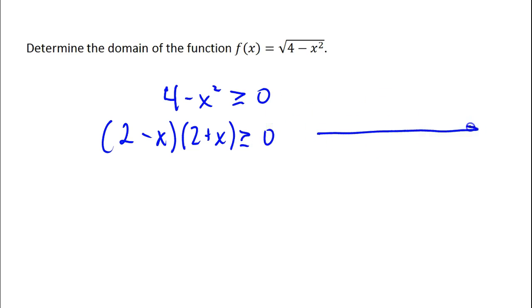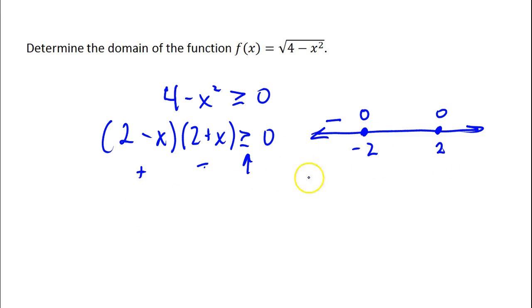And on a number line, I've got a closed circle at negative 2 and a closed circle at 2. Both of those values will make the function equal to 0. We want the pieces that will make it greater than or equal to 0. So let's test a point to the left here, like negative 3. If I plug negative 3 in for x, this factor will be 2 plus 3, which is positive, and 2 minus 3, which is negative. A positive times a negative is negative. Well, we don't want anything less than negative 2 then.